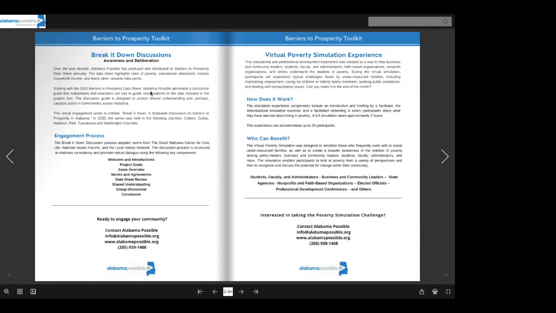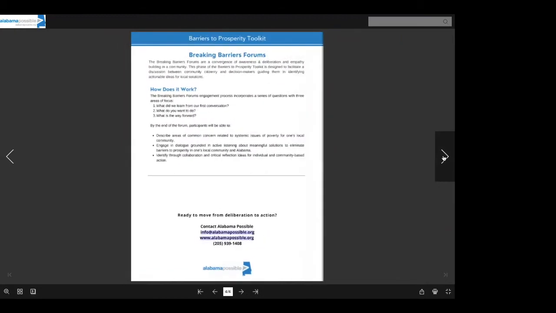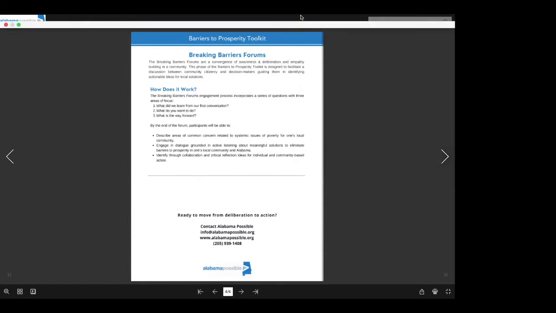So it's going to be a group in a specific community. The second component involves a virtual poverty simulation, and the goal of that is to build empathy among the participants. And then the last component is really trying to move the deliberation and the empathy building into tangible action. So the goal here is to identify ideas for both individual and community-based action. So that is our final resource.